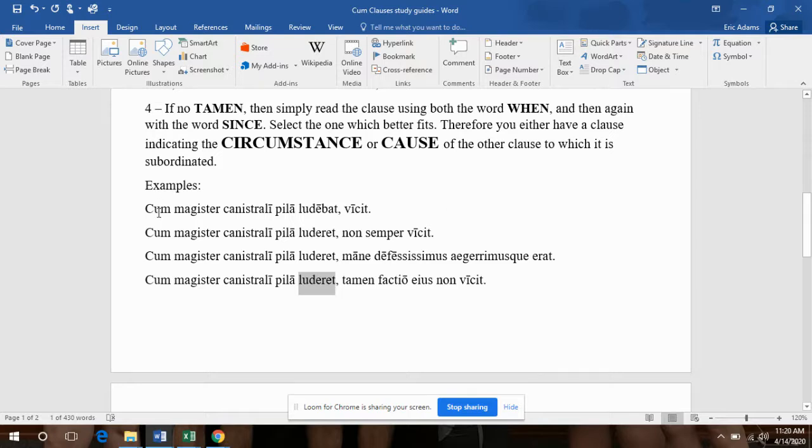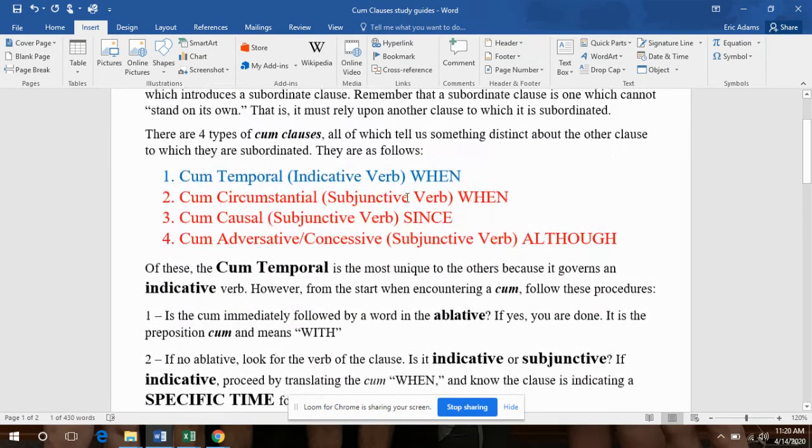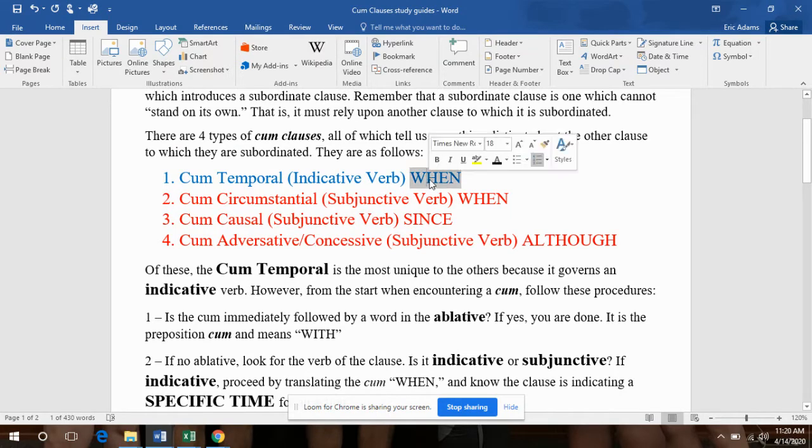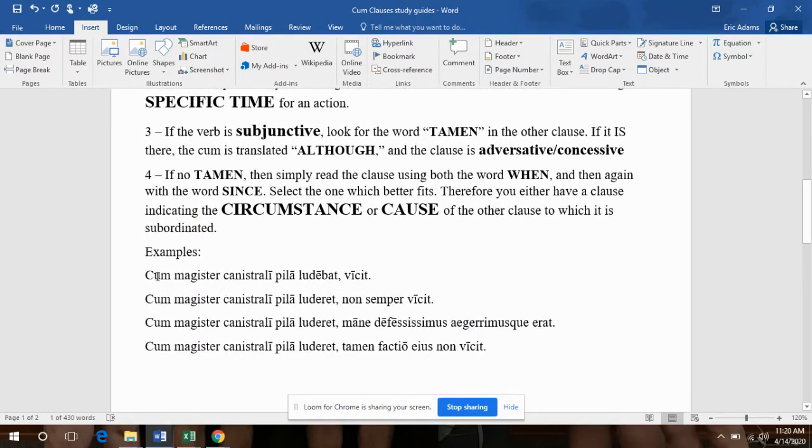So, here it says cum. I look to see, not an ablative. I then know that it is a cum clause. I immediately go and look at my verb. I see it's indicative, and thus I know I have a cum temporal. And so it says, when the teacher played, and then it is canestrali pila. Pila we know from the earlier chapter, I think 13-14, means ball. Canestrali means basket, and so therefore, when the teacher played with a basketball, or idiomatically played basketball, vincit, vincere, vici, victus, he won.